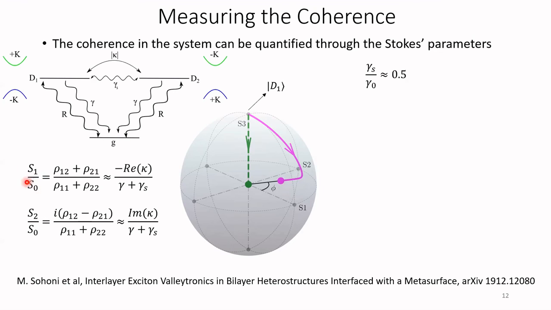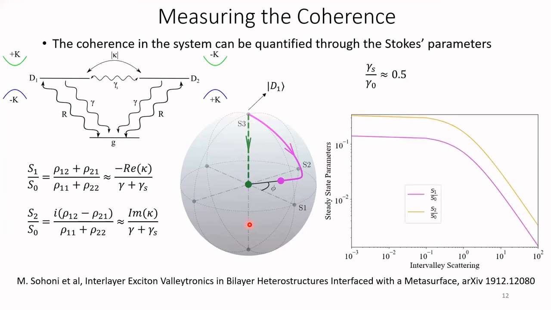It turns out that the steady state value of S1 is proportional to the real part of kappa by gamma in the absence of any decoherence or intervalley scattering, and S2 is proportional to the imaginary part of kappa by gamma. And this was what the monolayer was missing. Because the imaginary part was 0, the S2 value was always 0, and hence it was always stuck in the S1, S3 plane. So this is the one major problem that we solved by moving to interlayer excitons: we have moved away from the S1, S3 plane and can access pretty much the entire Bloch sphere.